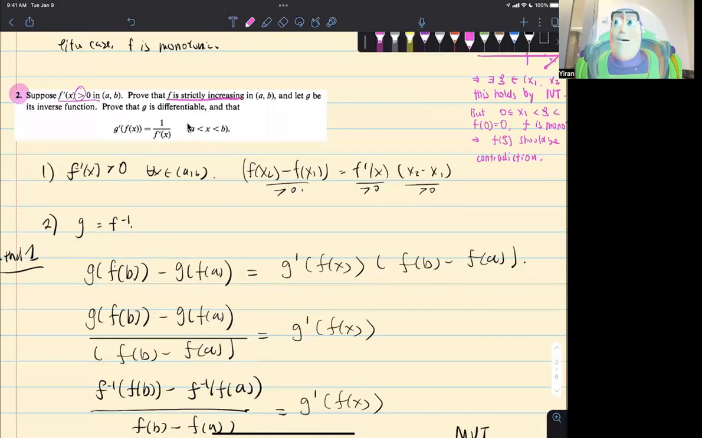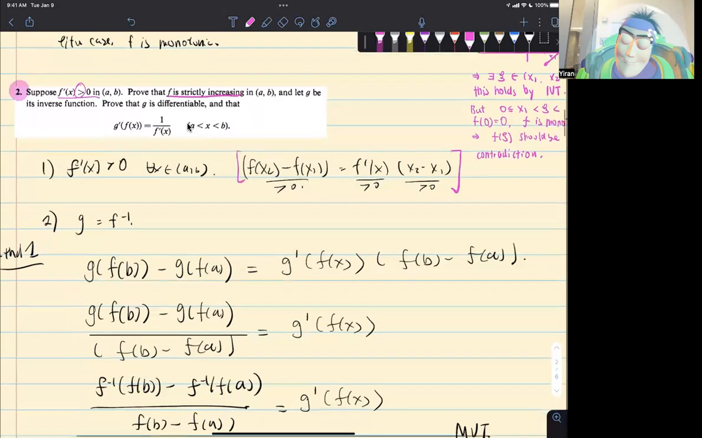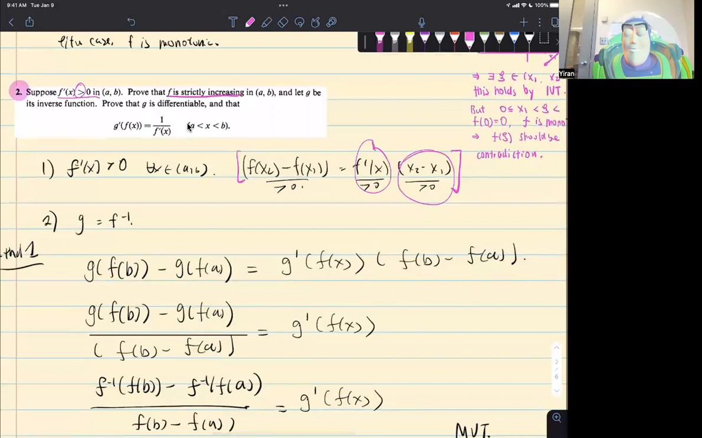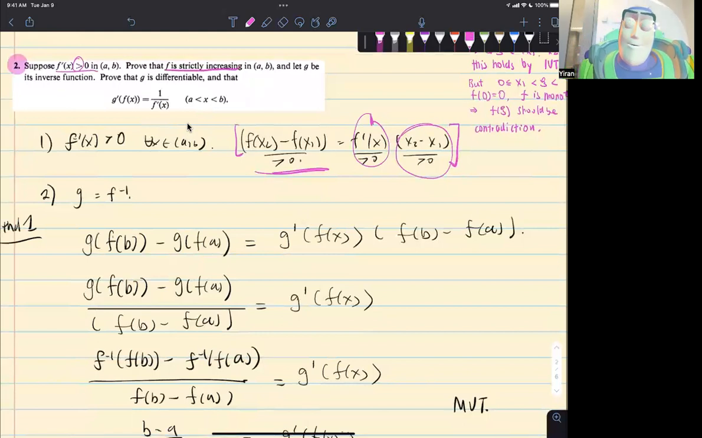That's perfect. So if you write down the mean value theorem as I did right here, you can see that, suppose x2 is larger than x1, and we also know by the condition at the beginning that f prime is strictly larger than 0, therefore this is strictly larger than 0. Hence whenever the derivative is strictly larger than 0, f is strictly monotonic increasing, and that's the easy part.